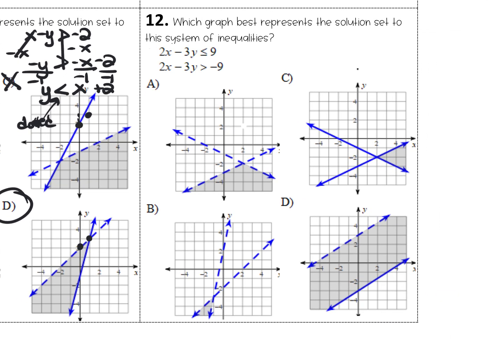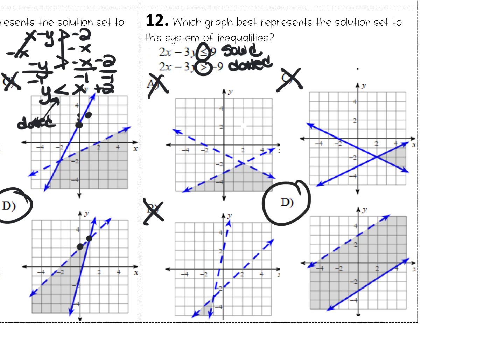Let's try C. So solid, dotted. So I should have one solid and one dotted. Well, that means B's gone because they're both dotted, and C's gone because they're both solid. And A's gone because they're both dashed. So the only answer I'm left with is it has to be letter D.